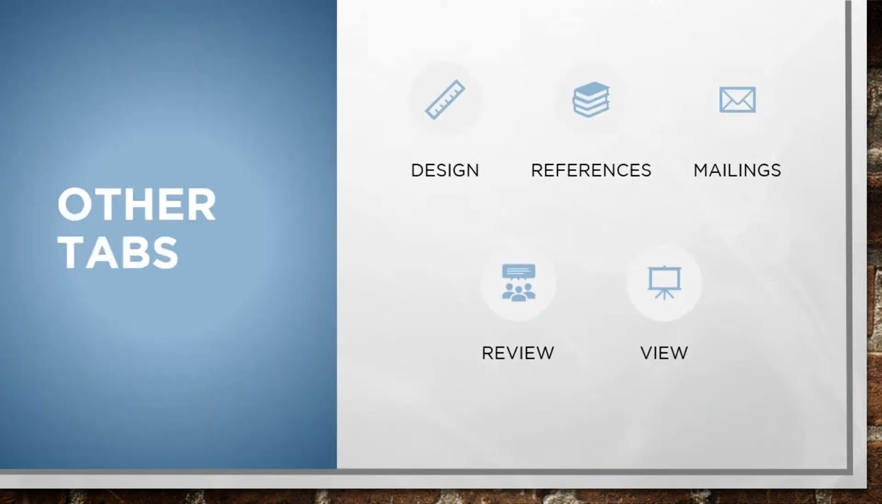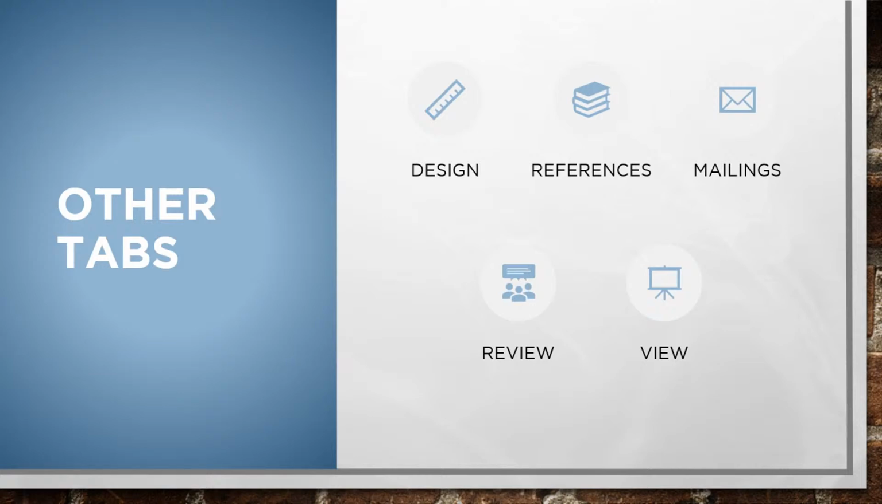The other tabs in Word are a little more advanced than where we are right now, so we'll look at them again a little bit later. But for now, the Design tab is used by people who want to use Word as a desktop publisher to create something like a newsletter.